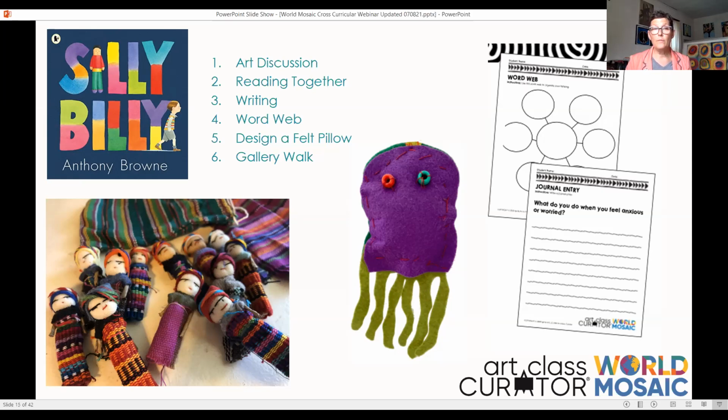I like that many of the lesson plans in World Mosaic have a book. So there's absolutely literacy involved in World Mosaic.